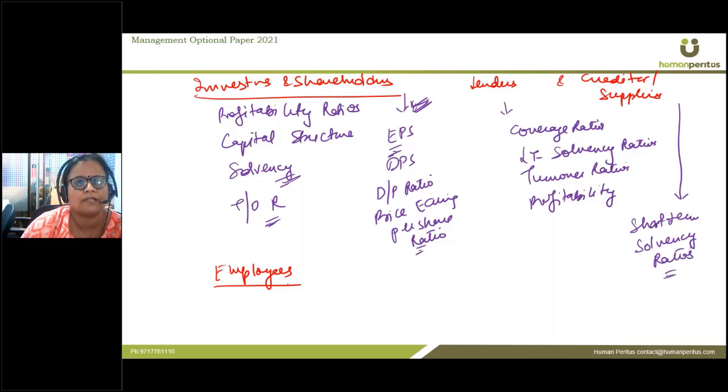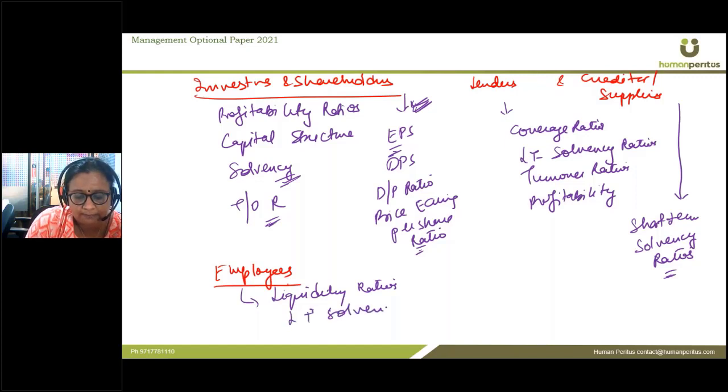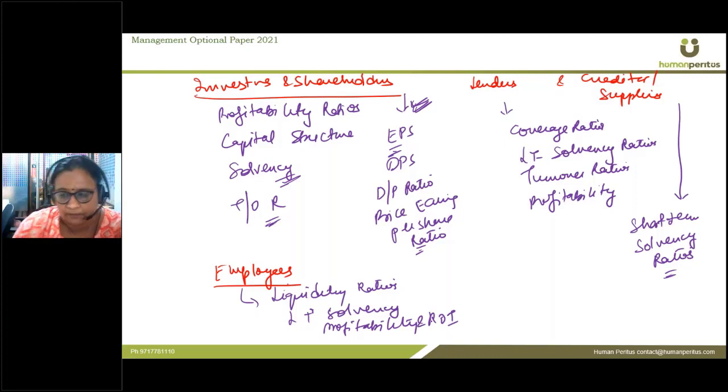Okay. Fine. And coming on to employees, again similarly liquidity ratios, long-term solvency ratios, because in case the company is profitable, they would like to be associated with the company on a long-term basis, right? And then of course profitability ratios, because the more the company will earn, the more handsomely will they be paid, right? And ROI also, return on investment as well. Okay, fine.